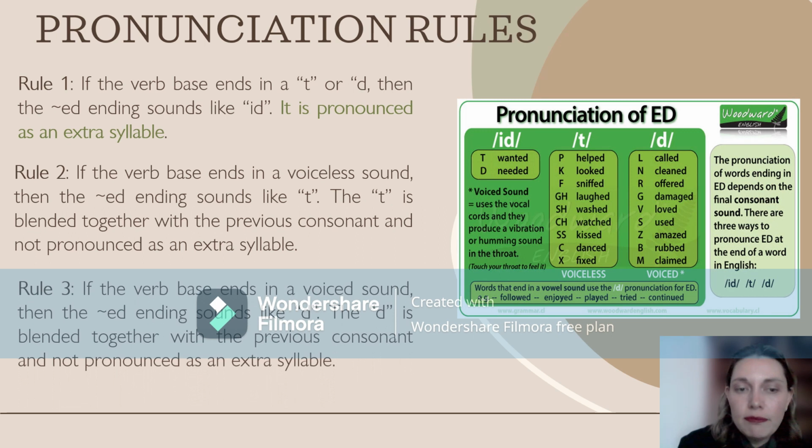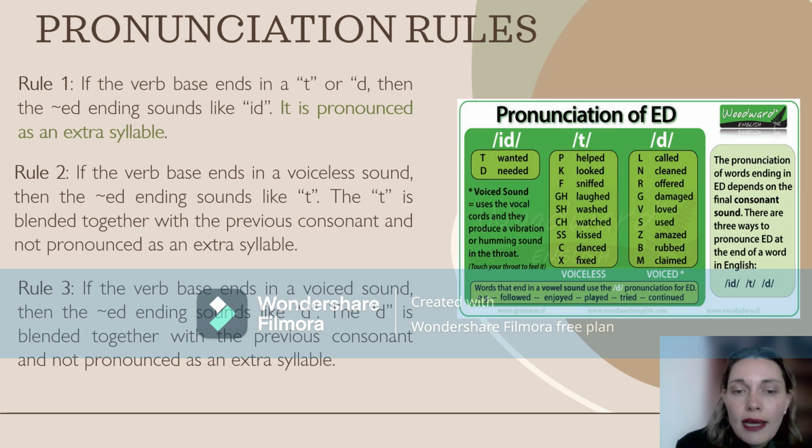Rule number 3. If the verb base ends in a voiced sound, then the ed ending sounds like d. The d is blended together with the previous consonant and not pronounced as an extra syllable. For example, call, one syllable, called, one syllable. We don't pronounce an extra syllable.